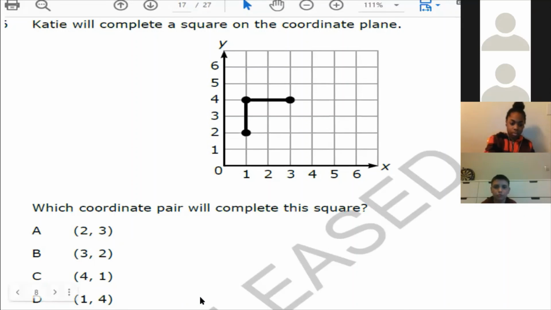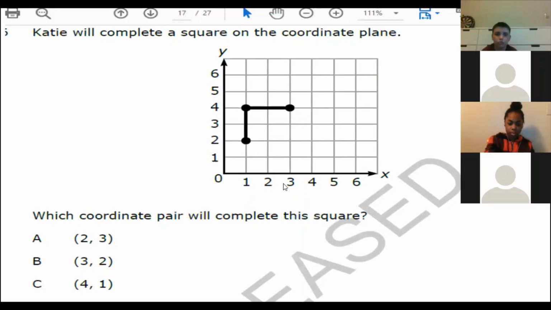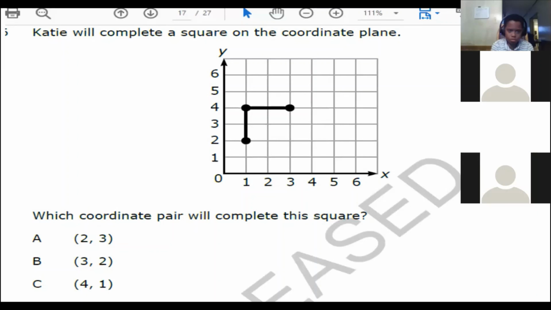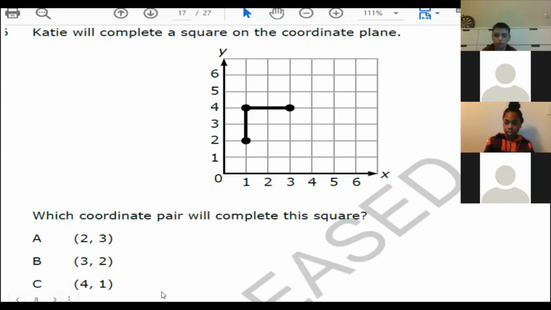And then finally, what answer did you guys get? I know this one was difficult to answer for those questions. We got A. Okay, A is 2. Okay.